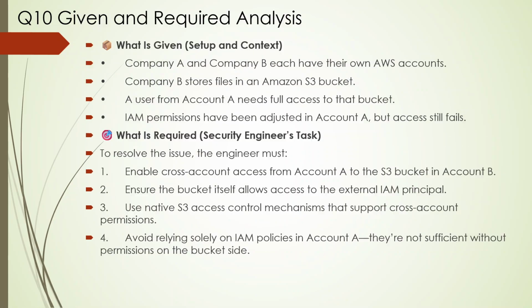Last question. Company A and Company B each have their own AWS account. Company B stores files in an Amazon S3 bucket. A user from account A needs full access to that bucket. IAM permission has been adjusted in account A, but access still fails. You need to resolve this issue. The engineer must enable cross-account access from account A to the S3 bucket in account B.